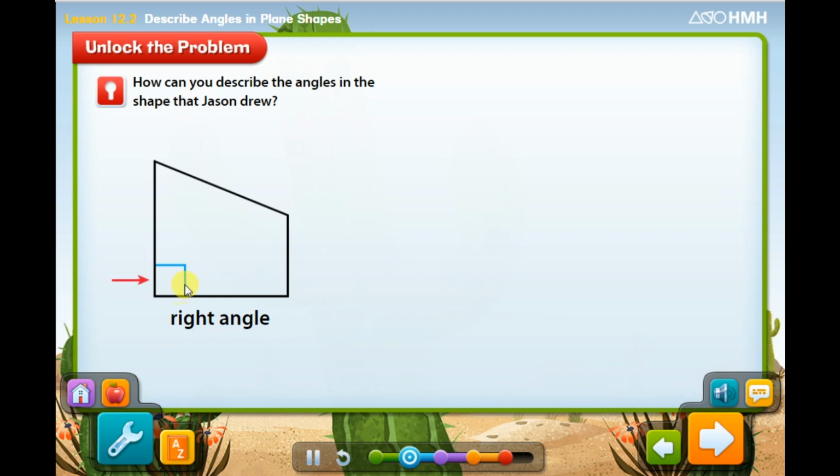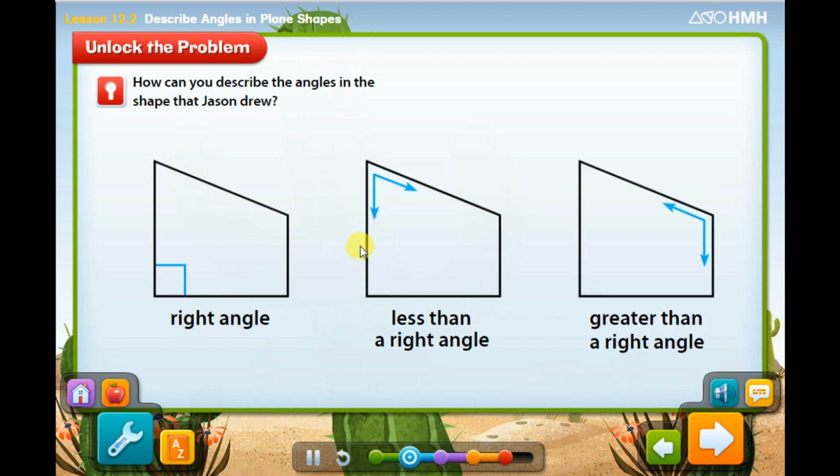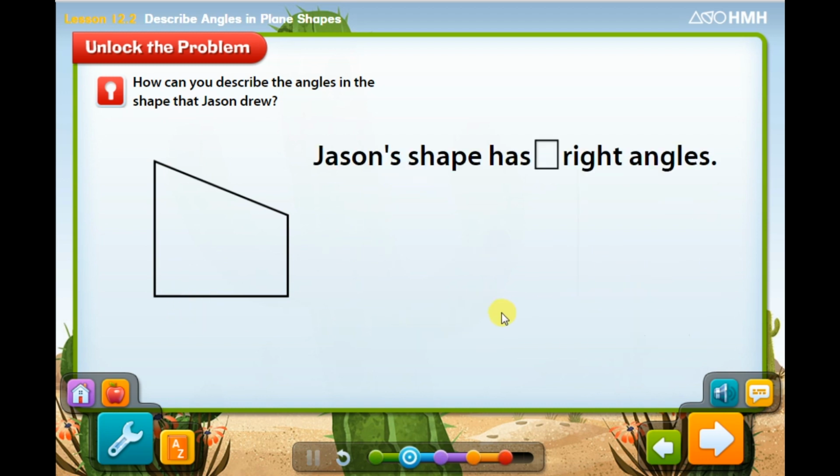This mark means a right angle. Some angles are less than a right angle. Some angles are greater than a right angle. How many right angles does Jason's shape have? The right angle is the angle that you form when I tell you to sit upright. Right? So this is the angle of squares. The angles of squares are all right angles. Okay? Because the square is sitting upright in all its angles.